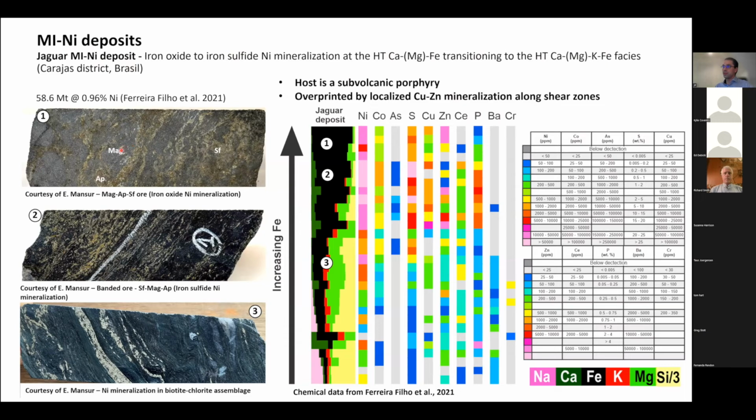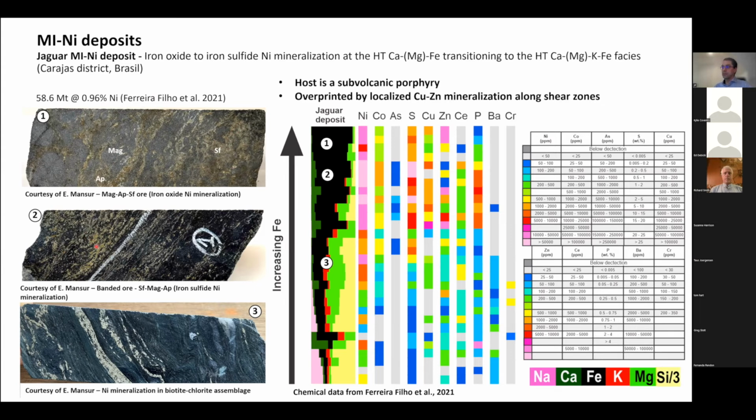And when we look at the resulting host rock, we have rocks made of magnetite, apatite, and a matrix of sulfide associated with nickel. And in the case of Jaguar, this has still formed a significant nickel deposit with the resource number indicated here. And when we look at the concentration of nickel and the chemical signature of that, we can see the calcium iron, but also a component of magnesium in association with that nickel mineralization.